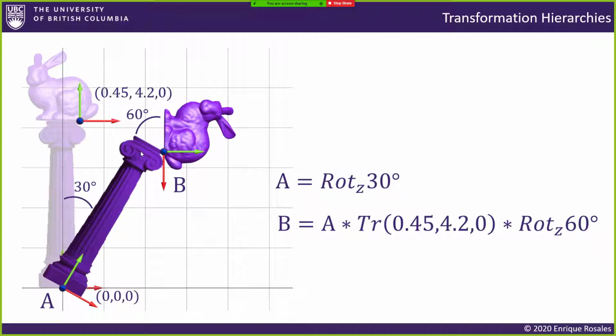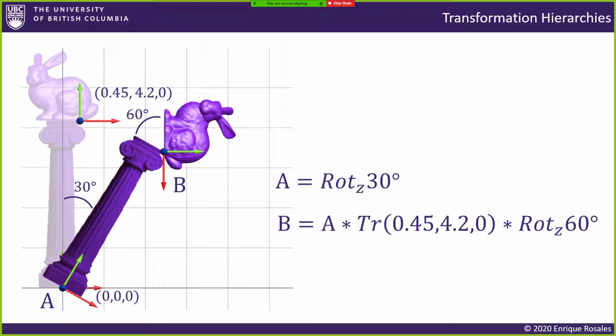Yeah, it's a good question. The thing is, remember now the parent of the bunny is not the world. Now the parent of the bunny is the column, right? So by multiplying by the parent's frame, you're getting the advantage of moving the entire bunny with the column.